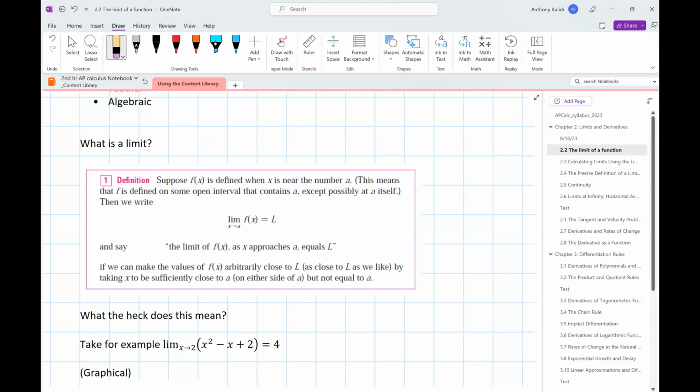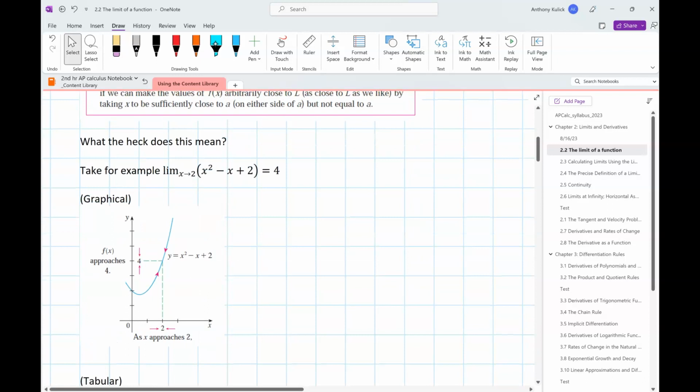If we can make the values f of x arbitrarily close to L, that's as close as we want them to be, by taking an x sufficiently close to a on either side of a, but not necessarily equal to a. So let's look at a couple of examples here to help us understand that definition, because it's a mouthful, right? That's a technical math definition that sounds rough, but it's not.